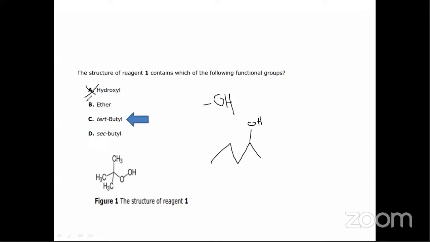Next thing you may think of is ether, because you remember ether is like this, right? It's an O surrounded by 2 carbons. Again, this is not the case because it has a carbon here, but it has an OH here. So again, it's a peroxide. It's not an ether, right? This group is neither a hydroxyl nor an ether. Okay.